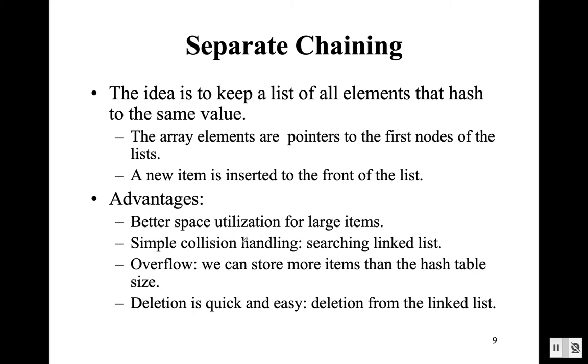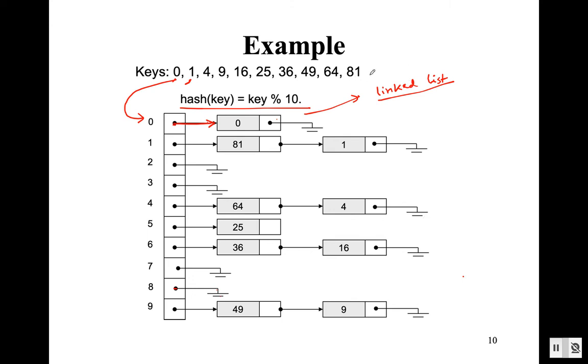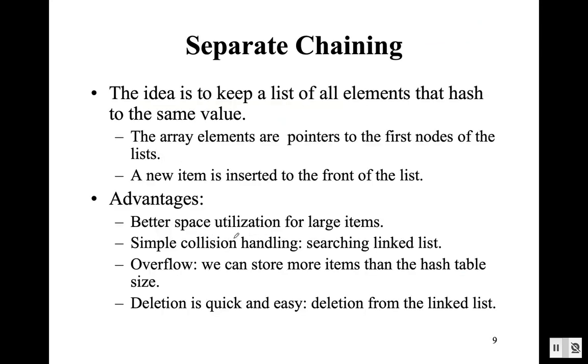Now what are the advantages and disadvantages of this scheme? The advantage is better space utilization for larger items, because we are doing collision resolution. I don't have to create a really large array. For example, if I were to use a one-to-one hash function, the last value here is 81, which means the hash table size would have to be 81. But here we don't need that much space, so it creates better space utilization.